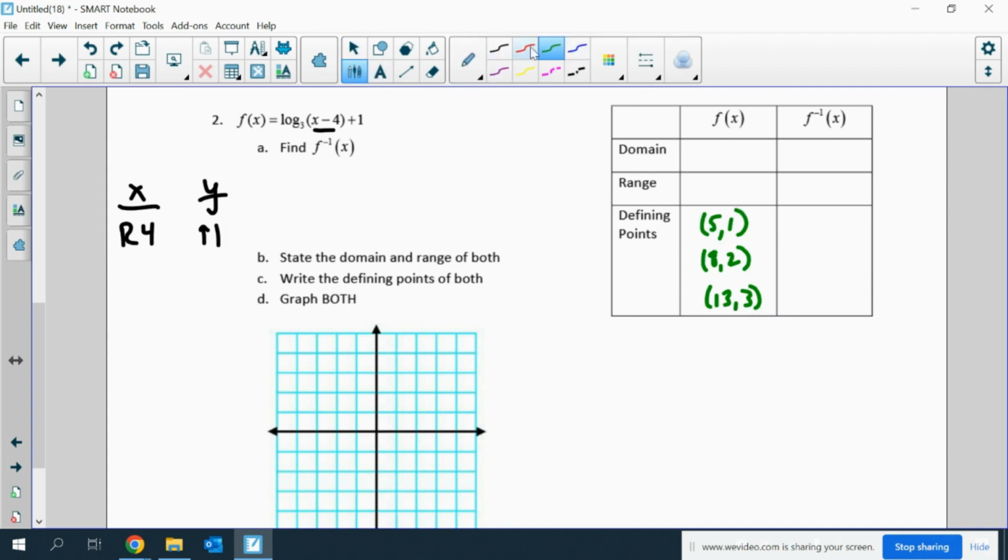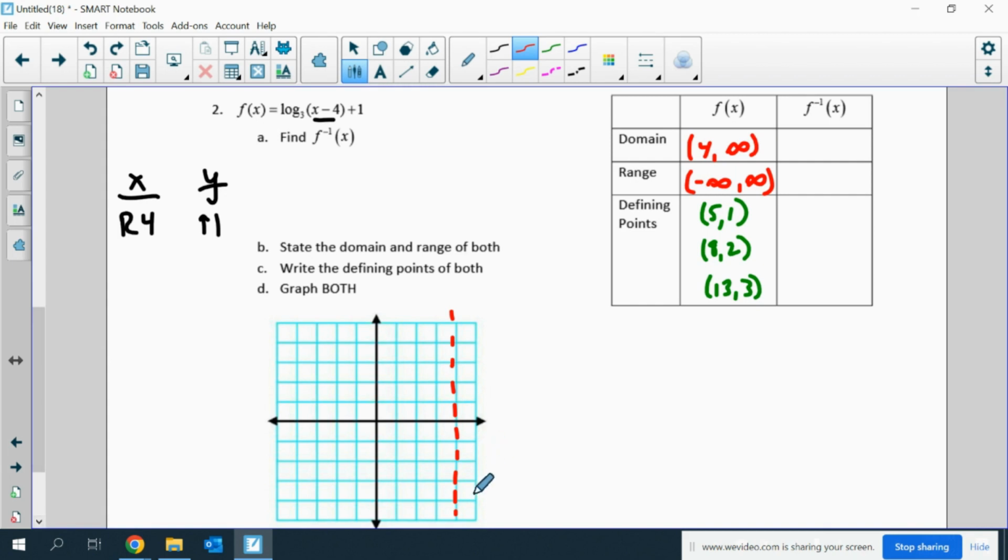So I'll plot these points. Also note that it is a log function with a right shift of 4. So my domain is going to be 4 to infinity. My range will be negative infinity to infinity. So there is my asymptote, 5, 1, 8, 2, and a lot of this is guesswork after that.